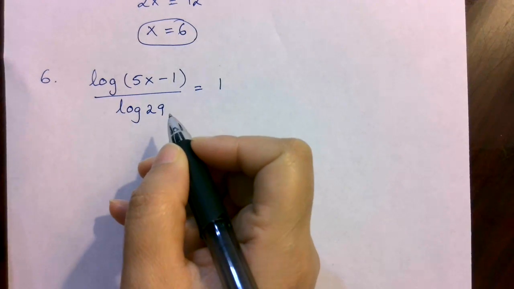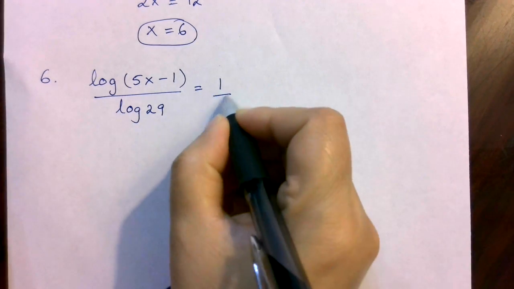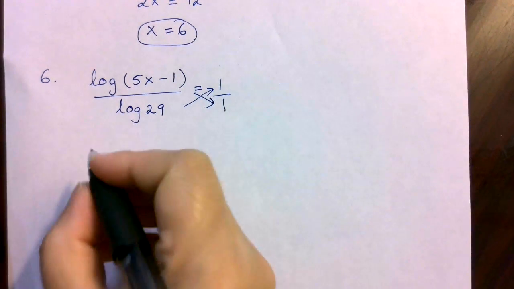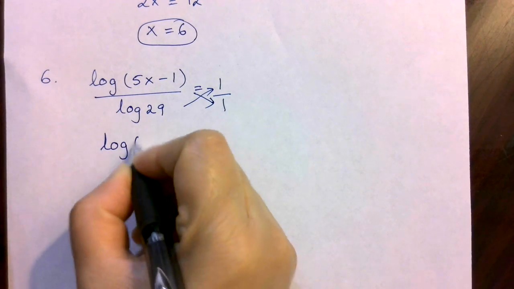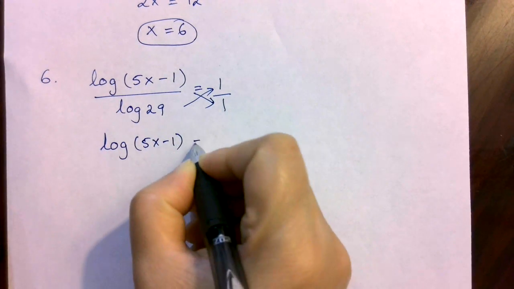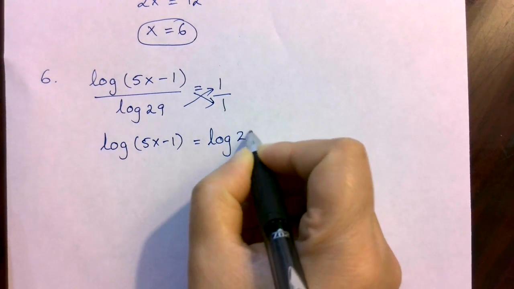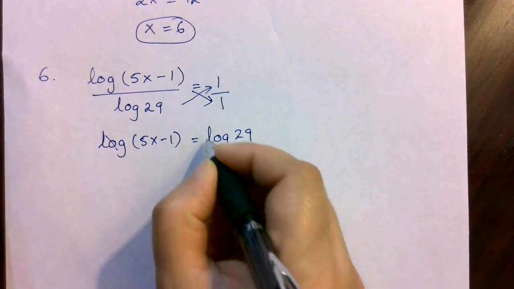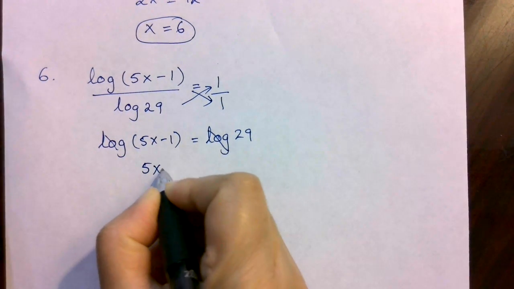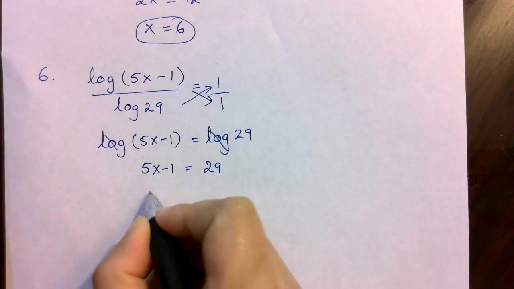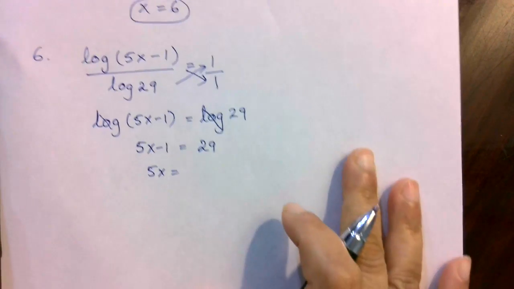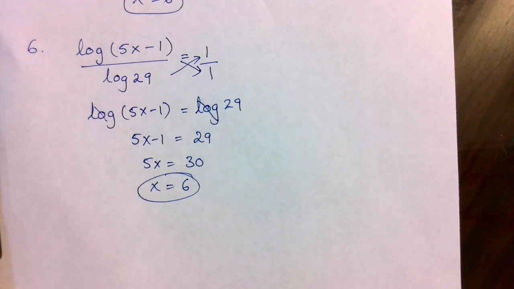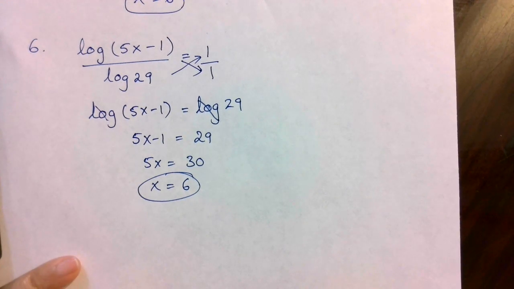You can say multiply by log 29 on both sides, or do cross multiplication. Same thing. Log of 5x minus 1 equals log 29. You have same logarithms. You can get rid of the logarithms and say 5x minus 1 equals 29. 5x equals 30, or x equals 6.